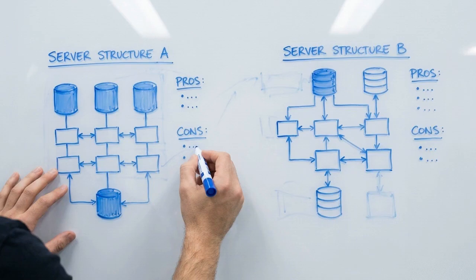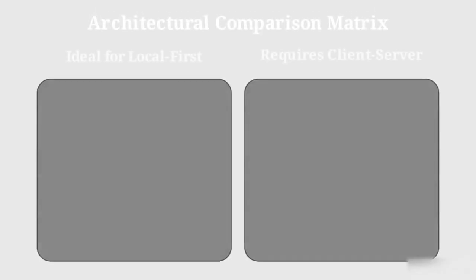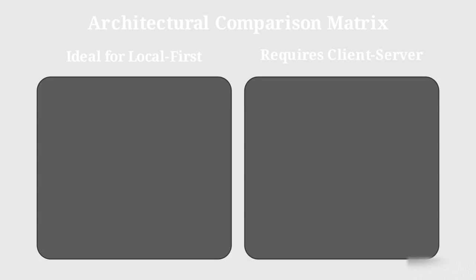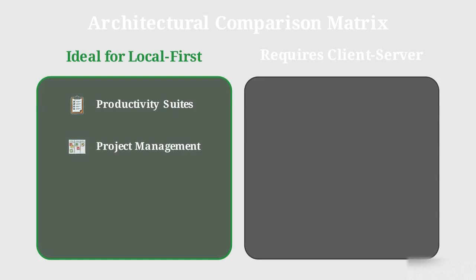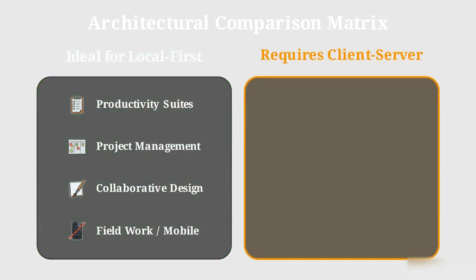To evaluate when to use it, let's look at an architectural comparison matrix. The left column highlights optimal targets for local-first, highly interactive applications demanding seamless offline capabilities. This includes productivity suites, project management trackers, collaborative Canvas tools, and mobile apps for field workers. Conversely, there are domains where implementing a local-first approach is dangerous. Certain problem spaces mandate strict global consistency across all users at all times. The right column shows systems requiring traditional client-server architecture: ticket booking systems, high-frequency trading, and credit card processing.